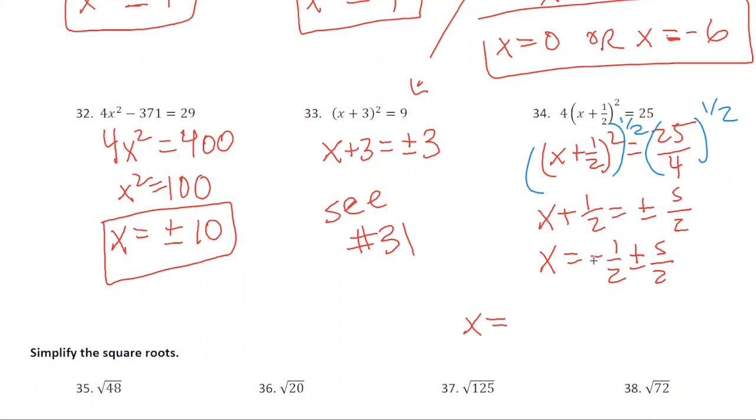X equals, let's see, negative 1/2 plus 5/2 would be 4/2. 4/2 would be 2. And then negative 1/2 minus 5/2 would be negative 6/2, which would be negative 3.